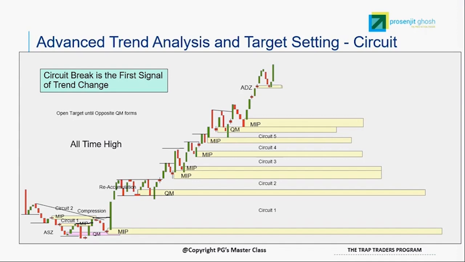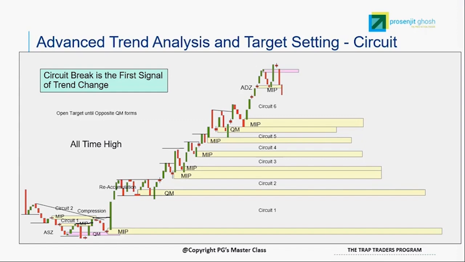So by this, a demand MIP gets created in the chart. Okay, so once the demand MIP gets created in the chart, we know the gap between these two MIPs is known as a circuit, and we call this circuit number 6. So after circuit number 6, what happens, price creates a base candle, comes down to the MIP, and after a long rally, it engulfs the MIP and enters the circuit.